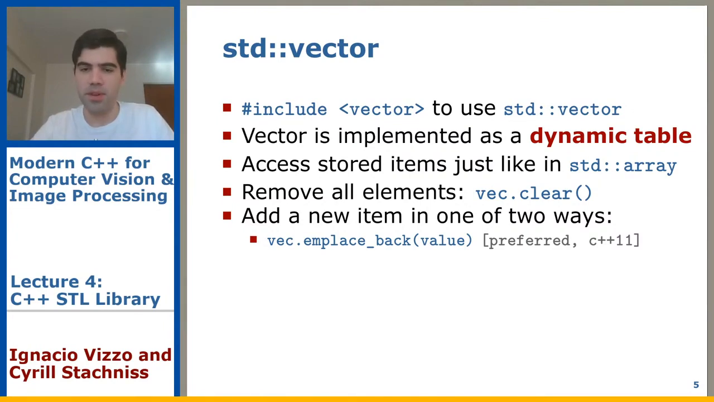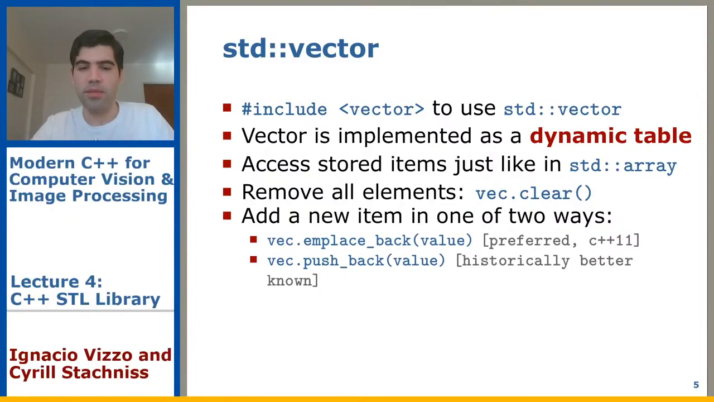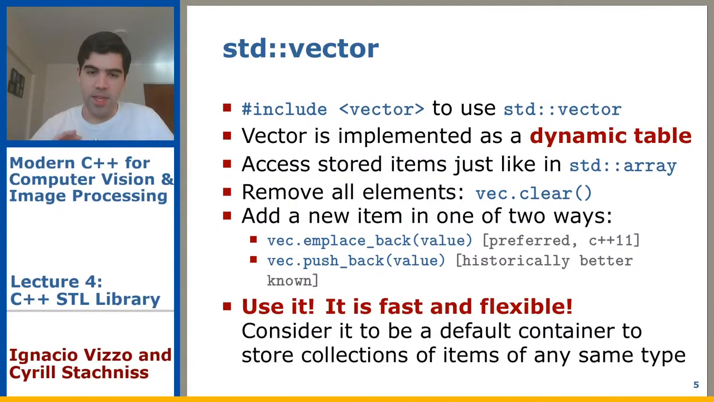This is something that started to be in the C++11 standard. And if not, you can also use push_back. That is historically the most used one, but nowadays you should use emplace_back instead of push_back, right? And then the take-home message is use vector. It's fast and flexible. And this should be your default container for any sort of collection of items of the same type, right?